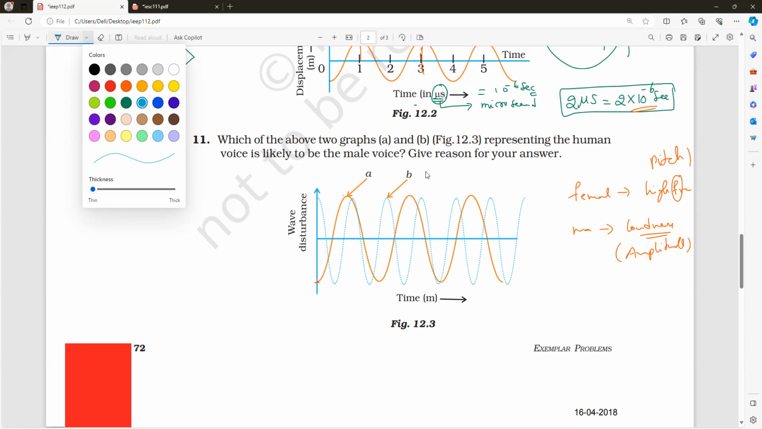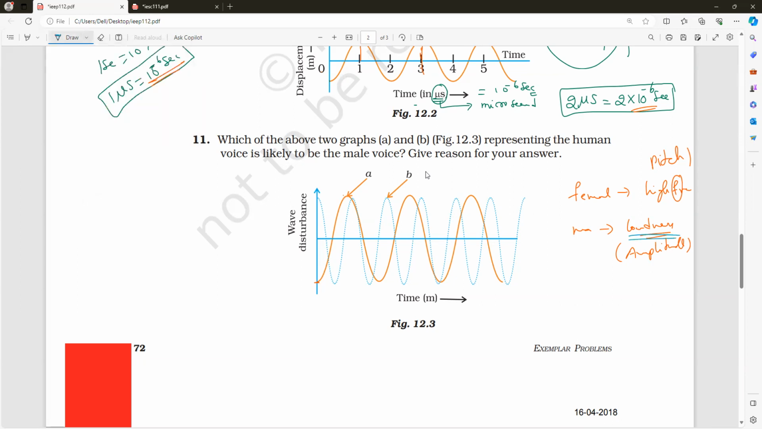Sir, for male voice, loudness will be greater as well. Yeah, loudness will be higher. Amplitude, yeah, amplitude is greater. So first graph, low frequency or high frequency? First graph, A, this orange color graph. Low frequency. Do you understand? So man's voice has low pitch and female voice has high pitch. So graph A is a what voice? Man's or a woman's? It is a man's voice.